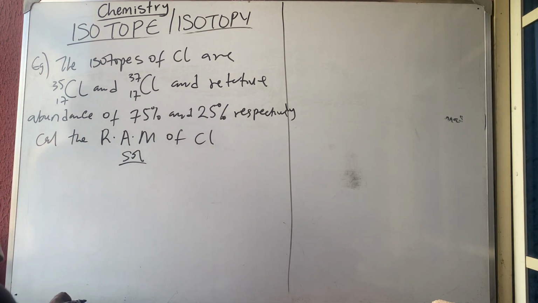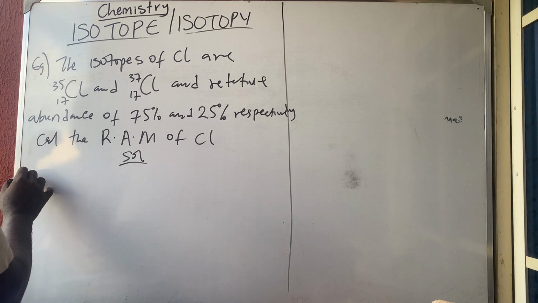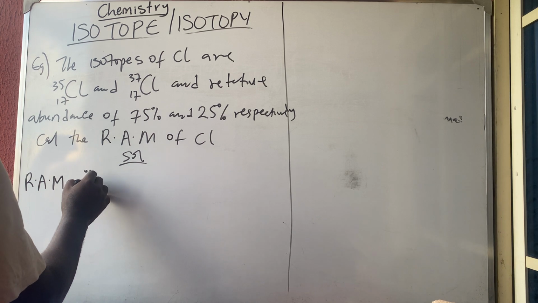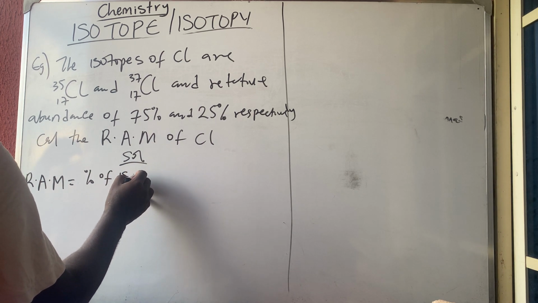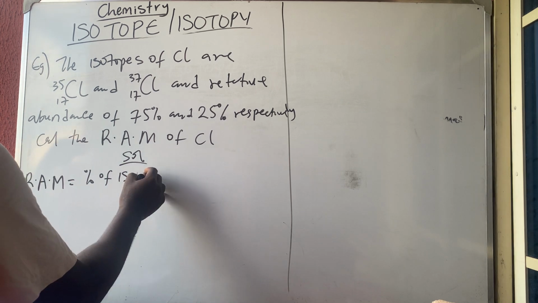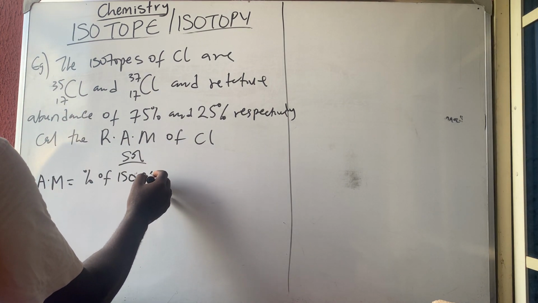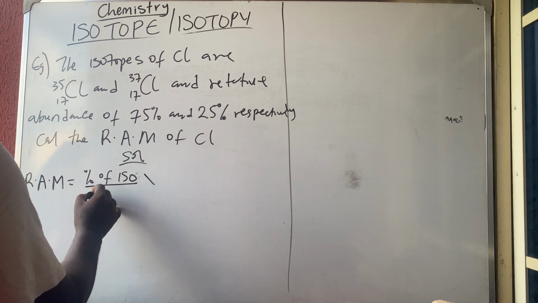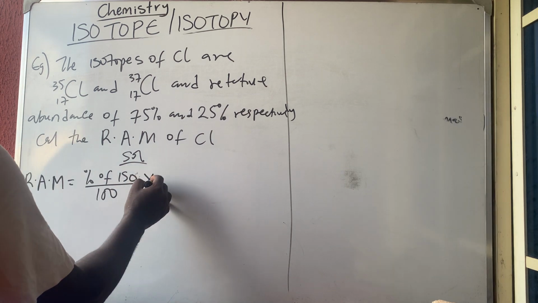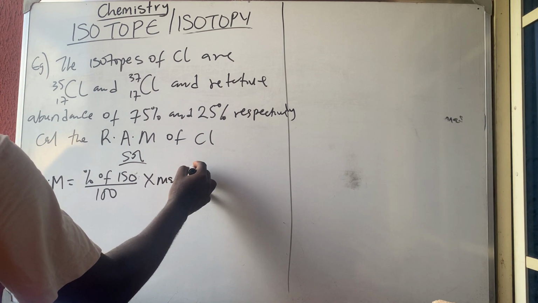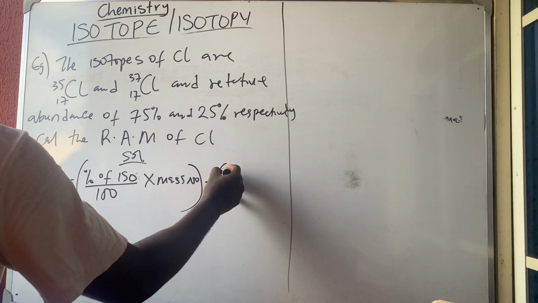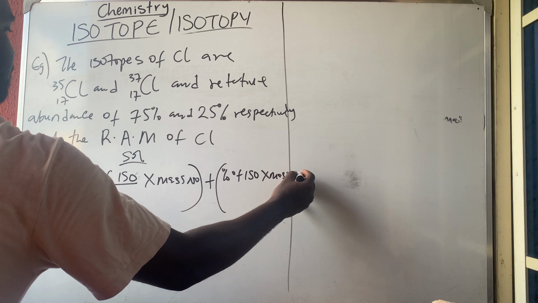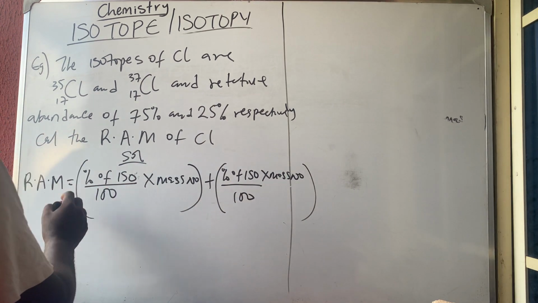Okay? So, what do we do? Don't forget the formula. The relative atomic mass using isotope is simply what? Percentage of isotope of the first one we are seeing, all over 100, because total percent is 100, times the mass number, plus the same thing again, percentage of isotope of the second one, times the mass number, divided by 100.